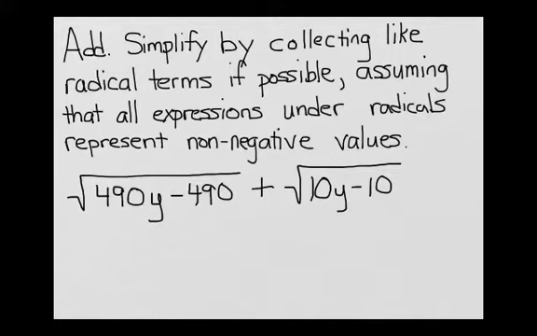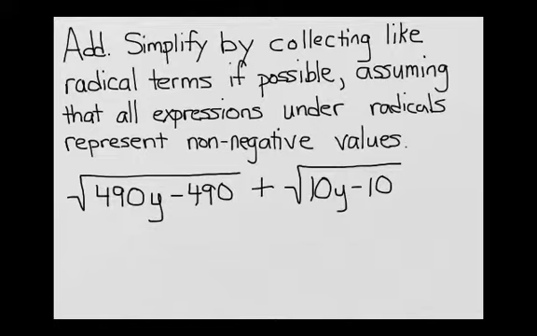In this video, we're going to do the following problem. Add. Simplify by collecting like radical terms if possible, assuming that all expressions under radicals represent non-negative values. We have the square root of 490y minus 490 plus the square root of 10y minus 10.